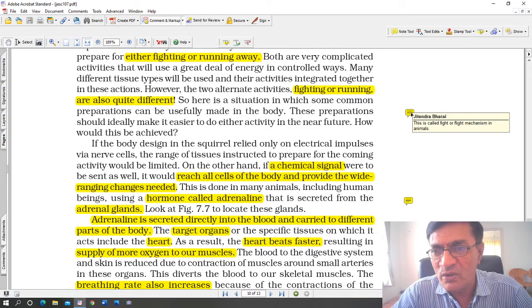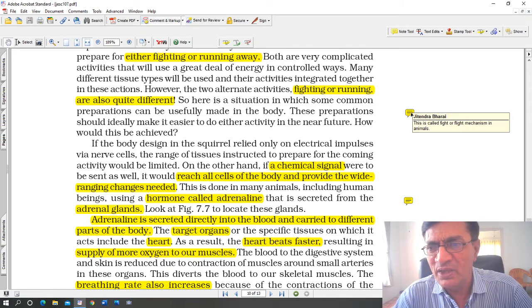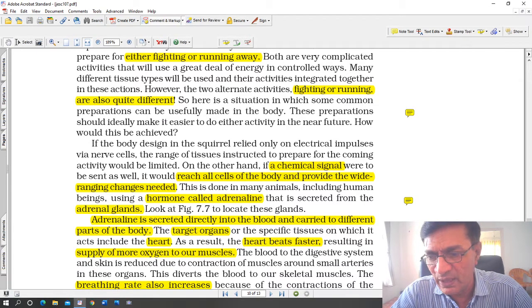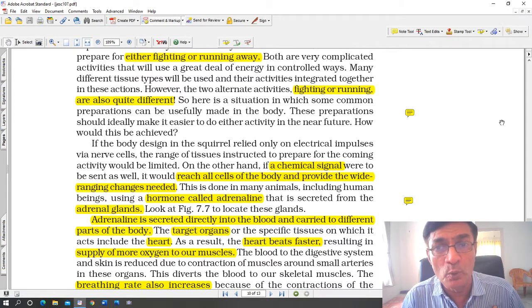And here, of course, this was just a short note: this is called fight or flight mechanism in animals. Then there is a third one here. What happens when adrenaline is secreted directly into the bloodstream? As I told you, the heart rate goes up, the blood pressure goes up, we begin to breathe heavily.